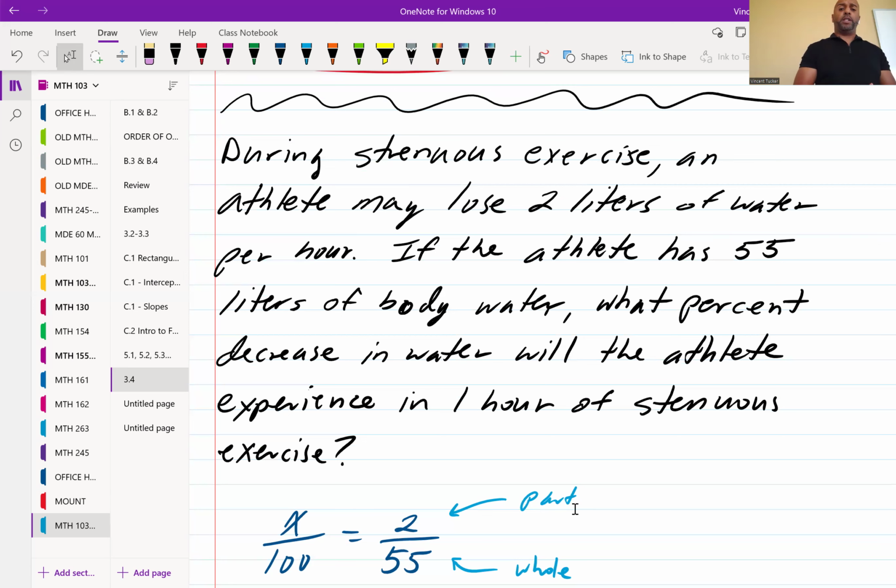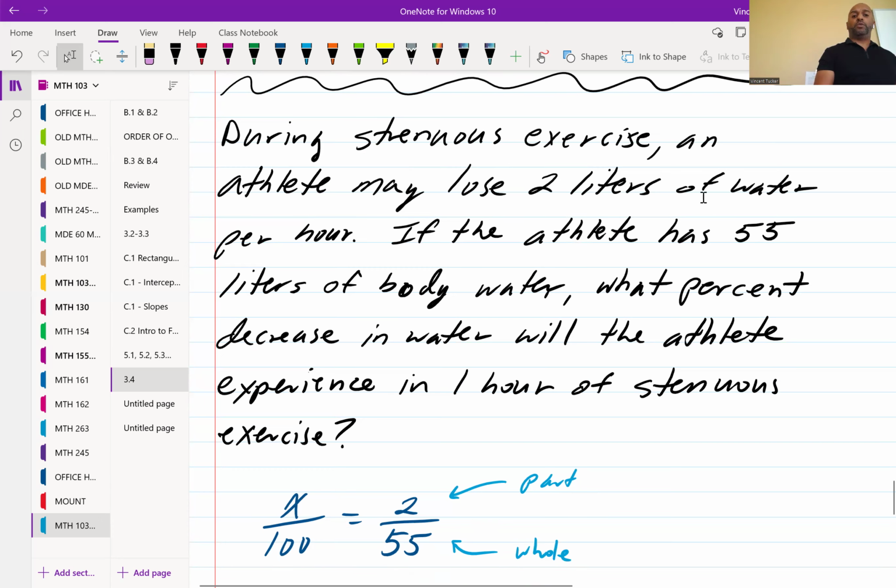Now, the other part is recognizing what is the part, what is the whole number versus what is the piece of the total. The part is always going to go over the whole. So we say an athlete may lose 2 liters of water, but if the athlete has 55 liters of body water, 2 of that is what you're talking about losing. So 2 is the part, the 55 is the whole. And so it's always the part over the total.